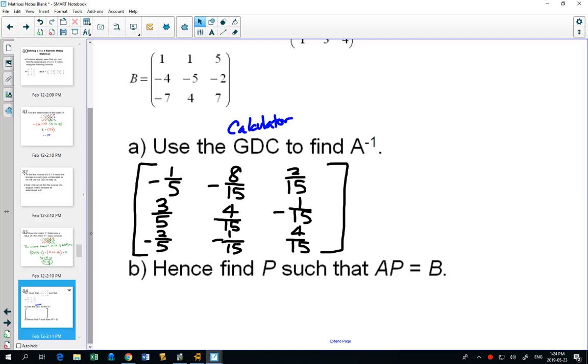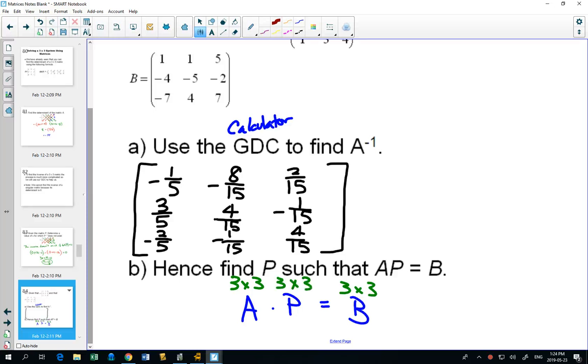So now we have matrix A and we have matrix B, and we want to find matrix P. And A is a 3 by 3. We want to multiply it by something P, which we don't know, and it's equal to B, which is a 3 by 3. How big is P? It has to be a 3 by 3. The middle numbers, in order for the multiplication to work, would have to be a 3. And in order to get an answer that's a 3 by 3, we would need a 3 on the end as well.